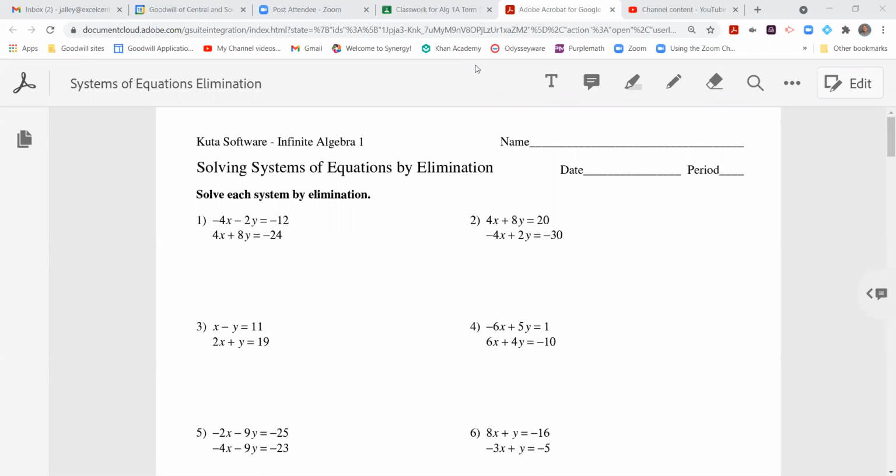So again, this is in your materials. I'm going to give out a hard copy for the folks that are in here.